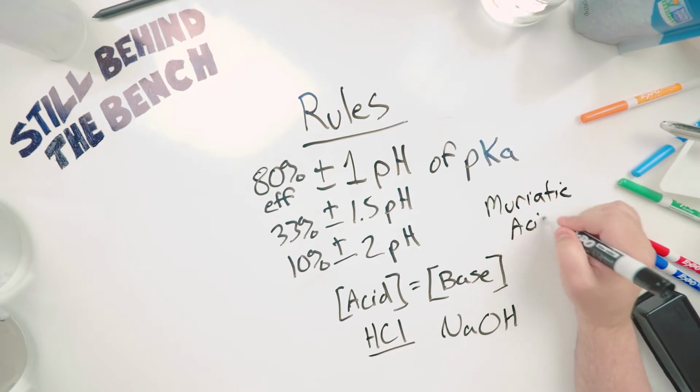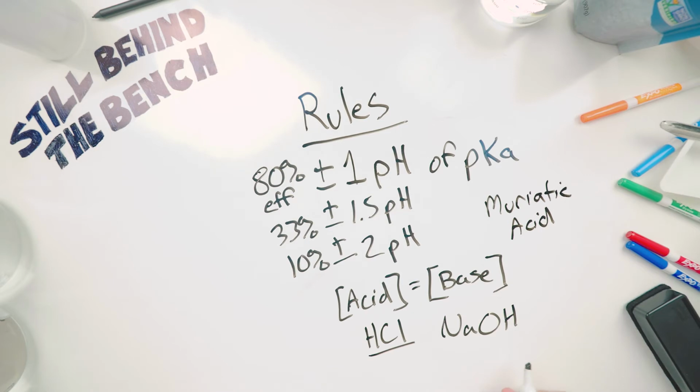Muriatic acid. And then NaOH is just lye. Yeah, I think you can find sodium hydroxide on Amazon as well. As far as I know, you can't find hydrochloric acid on Amazon, but maybe they sell it in your area. But yeah, a lot of hardware stores sell this as muriatic acid.